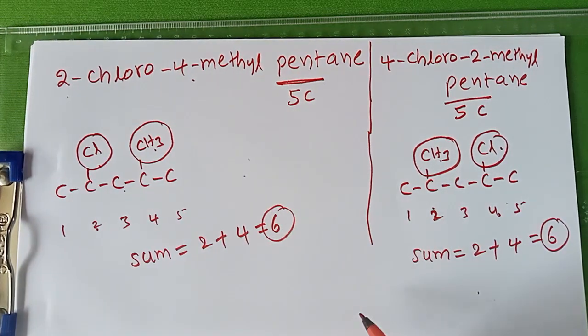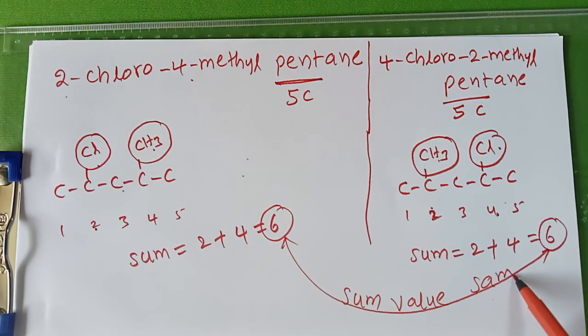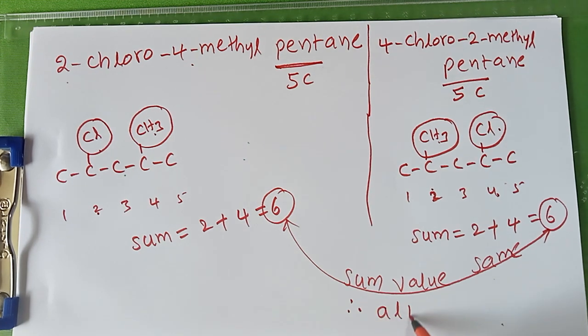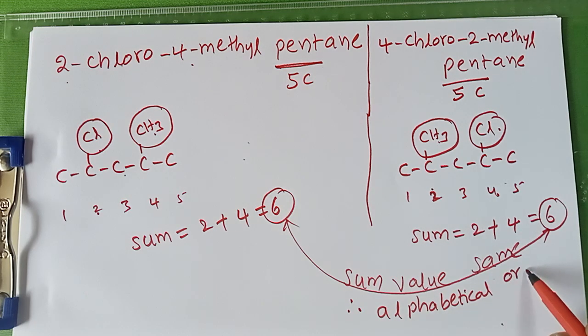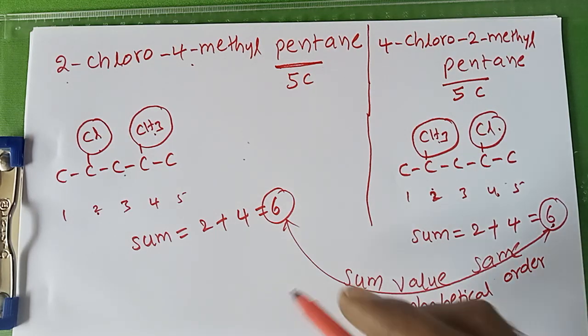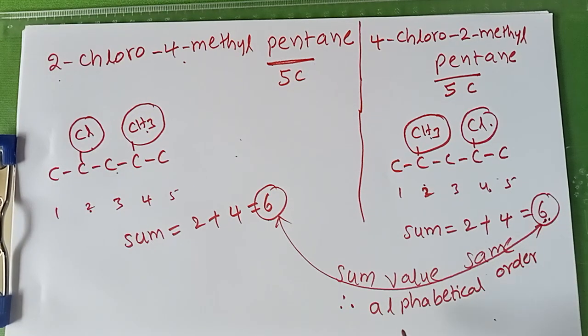Now see here, this sum value is the same. Same value, 6 and 6. Therefore we move to the alphabetical order. If the sum value is not the same, you go to the lowest sum, as in the previous example. But here the sum value is the same, so in this case only you move to the alphabetical order.